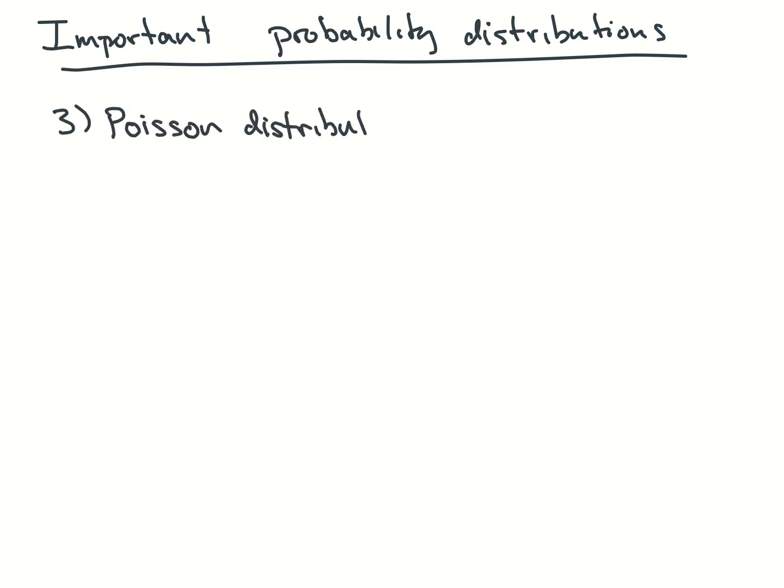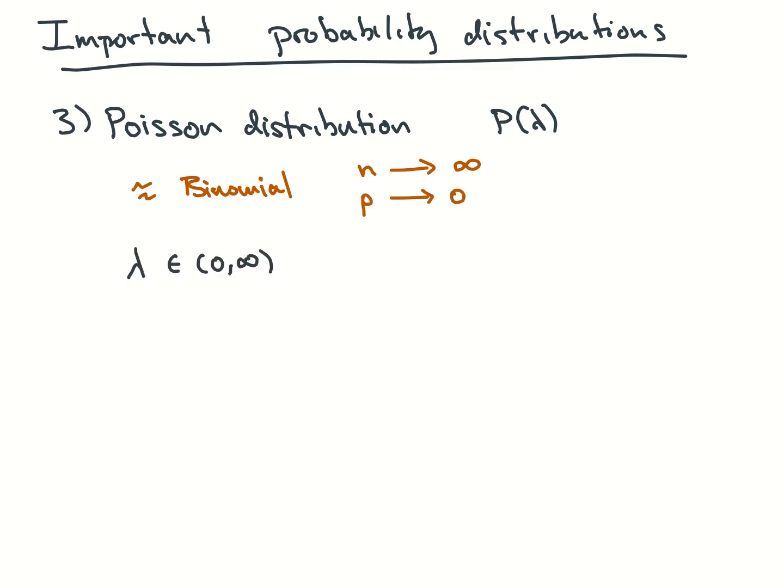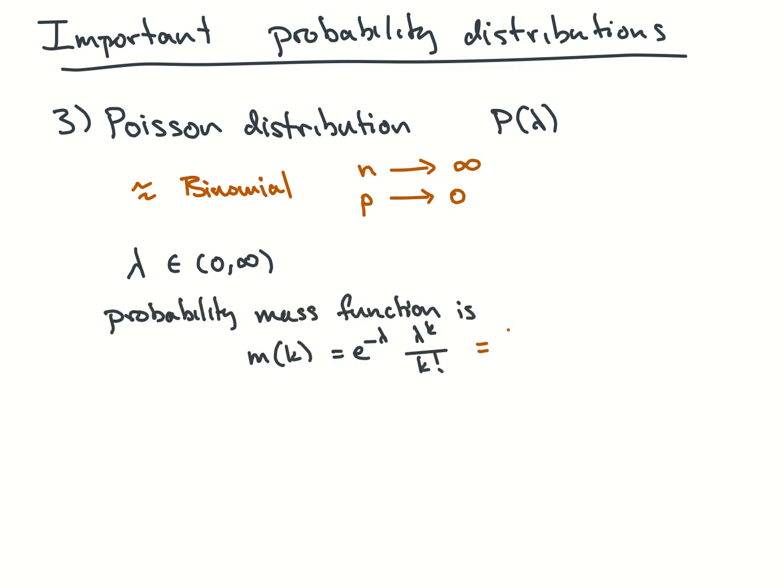Poisson random variables are like binomial random variables when the number of trials goes to infinity and the success probability of each trial goes to 0. They have one parameter, lambda, which is a positive real number, and their probability mass function is this formula, which can be seen as the limit of binomial probabilities.